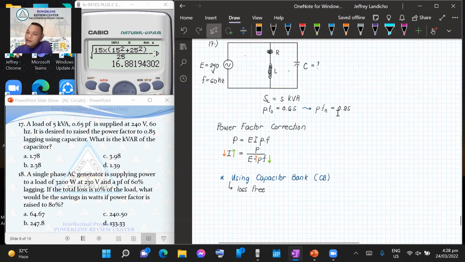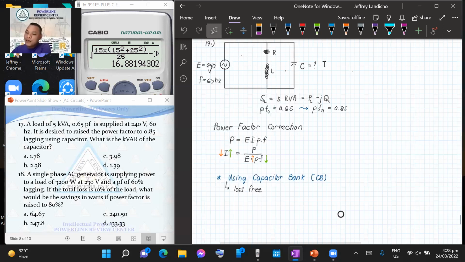Kung babalikan natin yung ating apparent power, the apparent power is always the combination of the real power consumed by the load, that is the real power consumed by the resistance of the load, and the inductive reactive power. Ang gagamitin ko rito is the voltage conjugate. Negative, so inductive. Kaya ang reactive power consumed by this capacitance, it should be what? Positive.